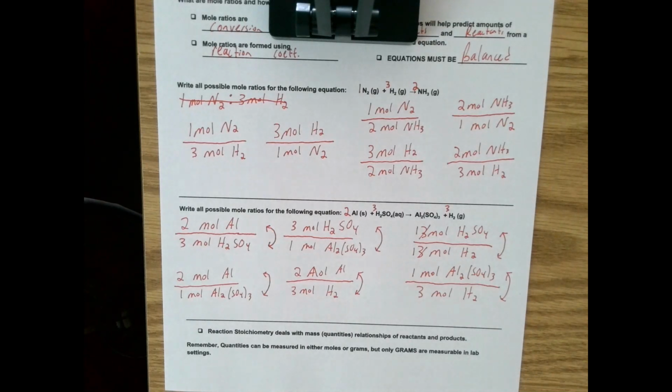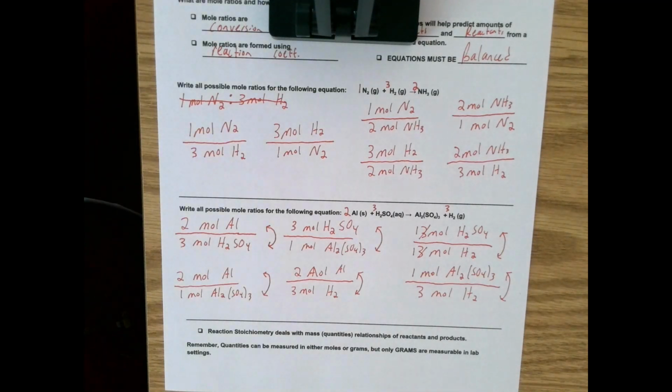So there's a note at the bottom of your page. It says reaction stoichiometry deals with mass or quantity relationships in reactants and products. So if we remember, the unit that we typically use for mass is grams. We can measure out grams in lab. I can give you a balance. You can scoop it out and measure, and that's great. However, we know that moles measure amount. Okay, so moles help measure the number of atoms that we have.